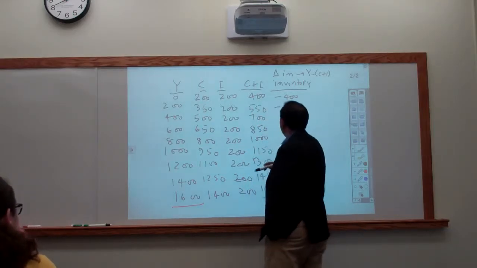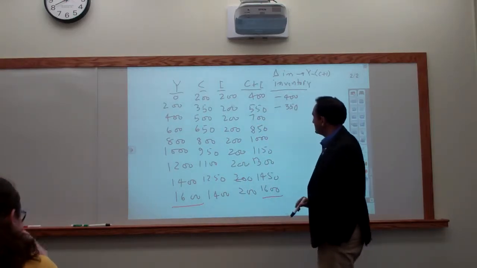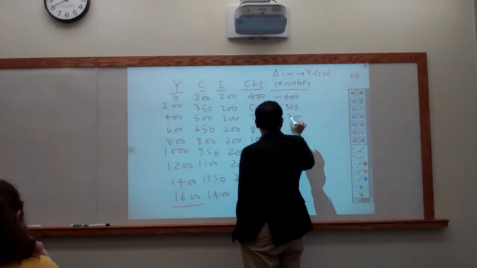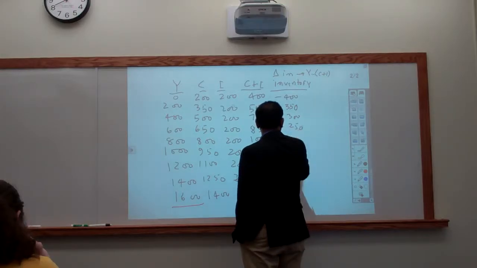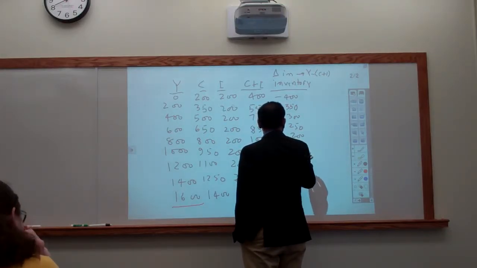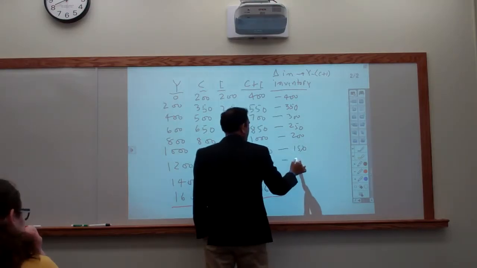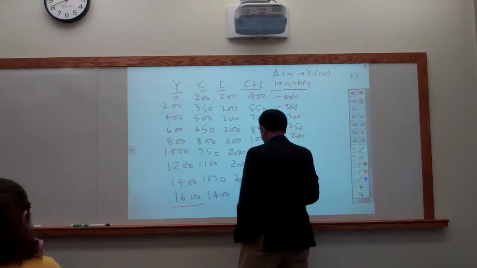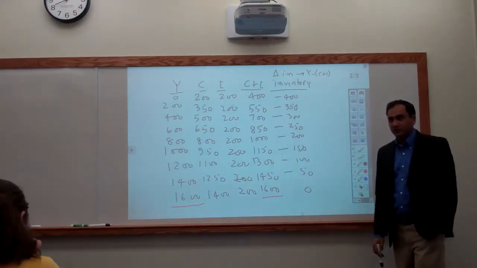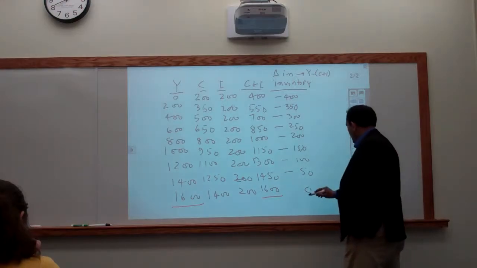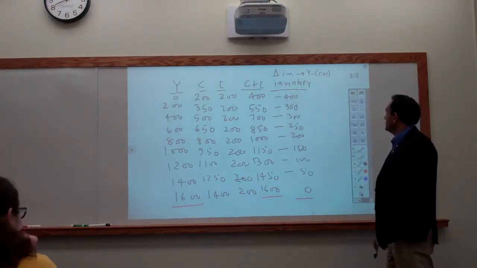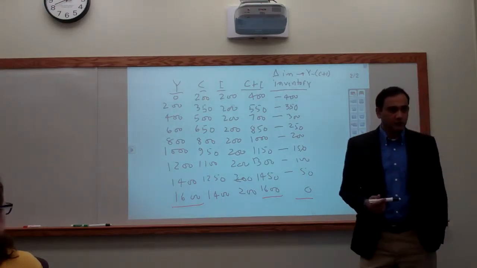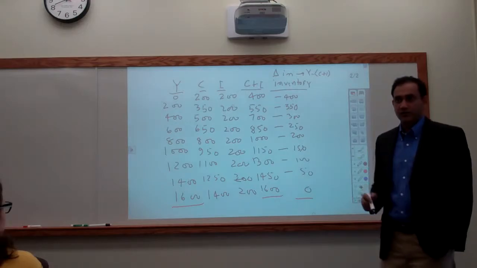Is it 350? Yeah. So by how much is it changing? Negative. So 300, 250, 200, 150, negative 150, negative 100, negative 50, and 0. If you have more, then it will become positive after that. So when the change in inventory equals 0, that will also give you the equilibrium value of output. Corresponding to that, you can read the GDP, right?